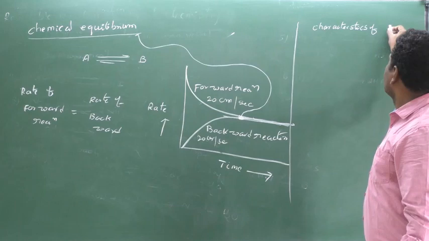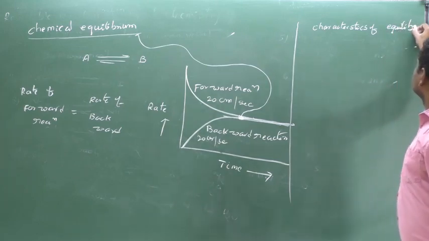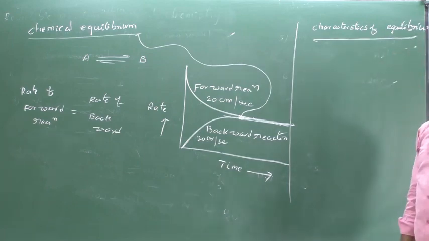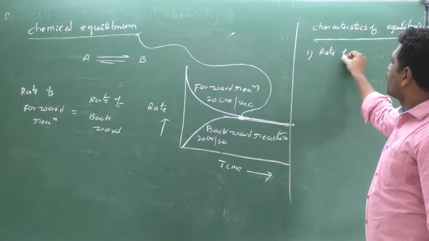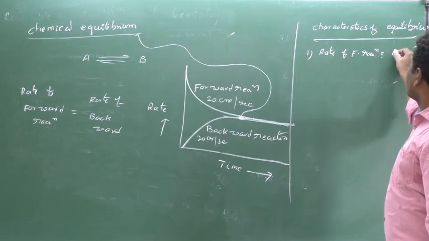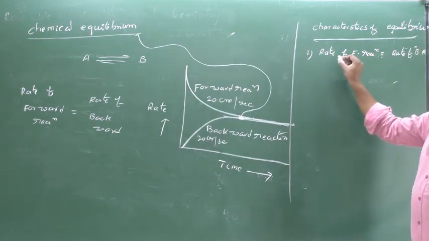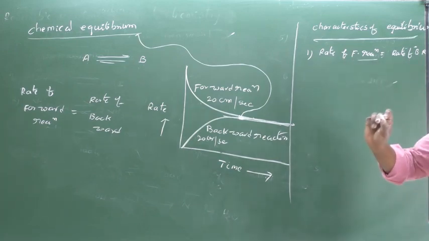Characteristics of equilibrium. Characteristics of chemical equilibrium. So the first characteristic is that the rate of forward reaction is equal to the rate of backward reaction. So the rates of the forward reaction and the backward reaction are both equal.